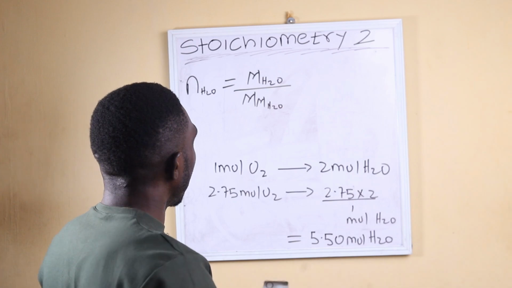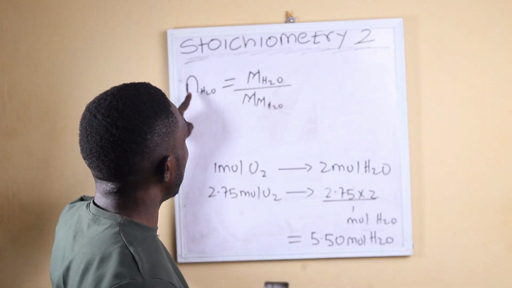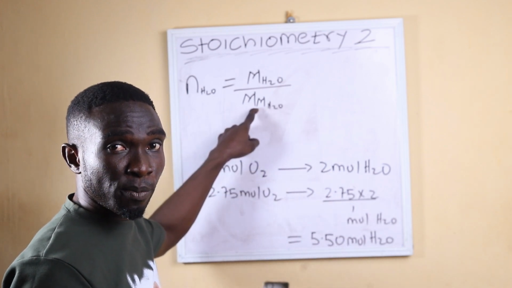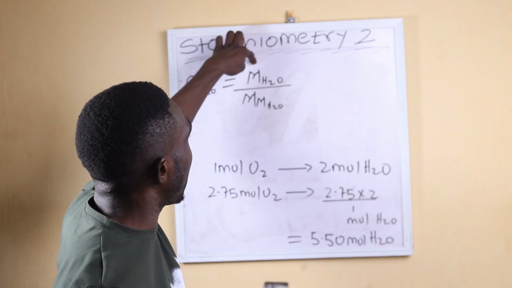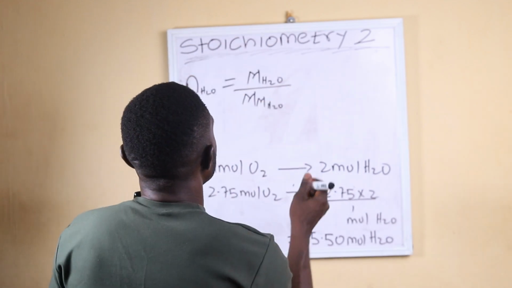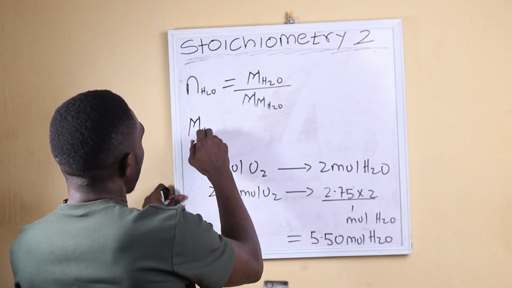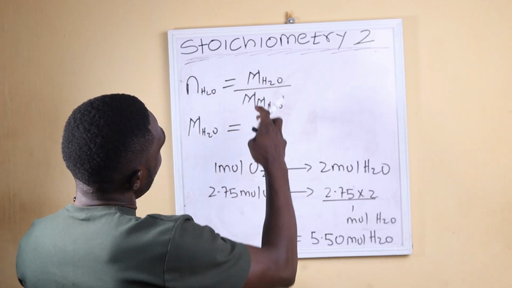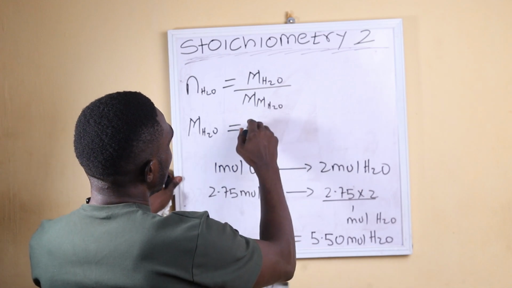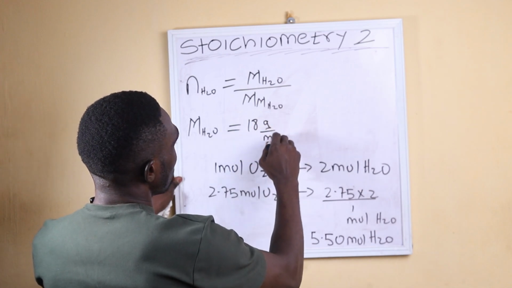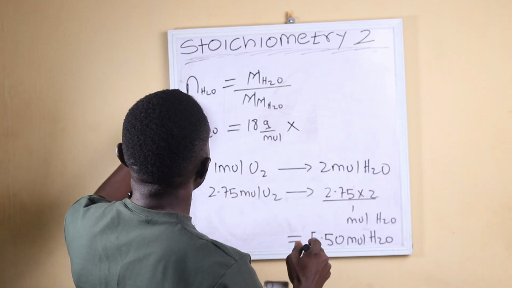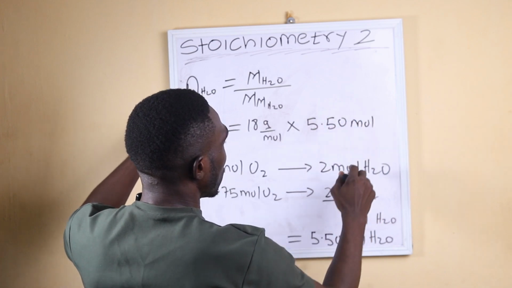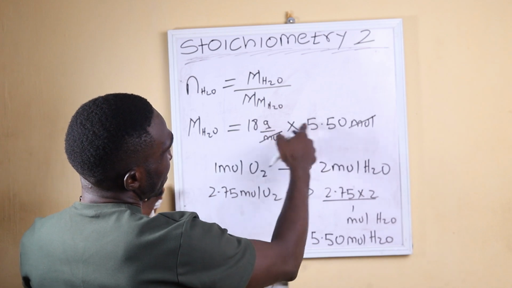So what exactly are we looking for here? We are looking for the mass of water. We already know the number of moles of water. We just got it. We know the molar mass of water to be 18 grams per mole. So we're going to cross multiply to find the mass of water. So the mass of water is going to be equal to the molar mass of water, which is 18 grams per mole, multiplied by the number of moles of water here, which is 5.50 mole. So mole cancels mole. Our final answer is in grams.